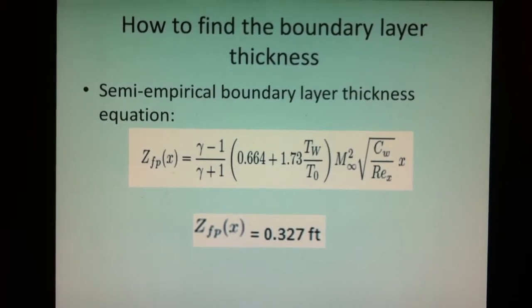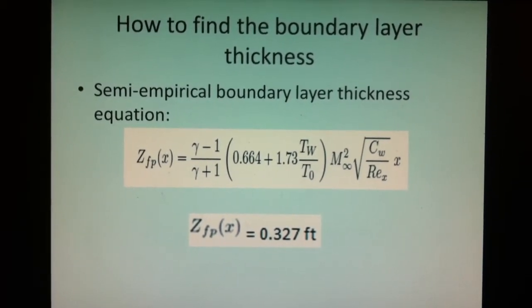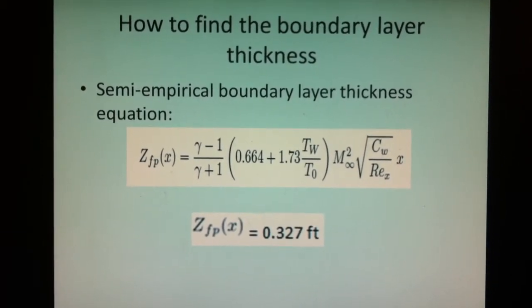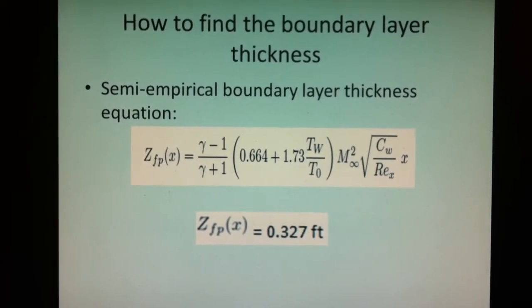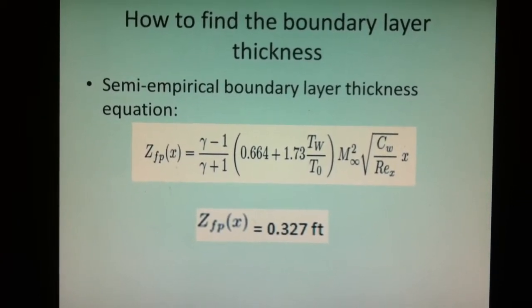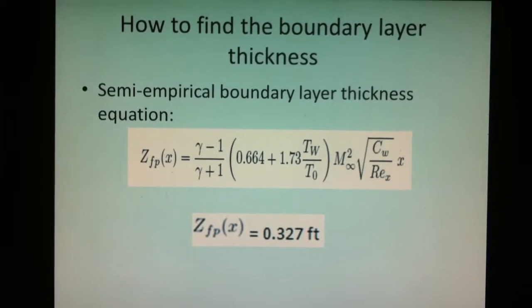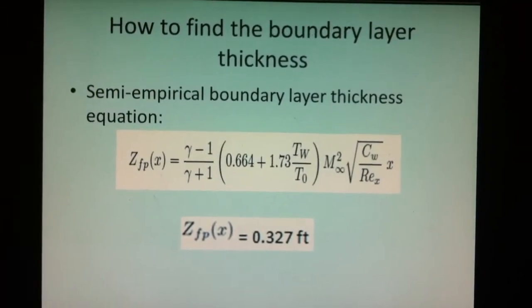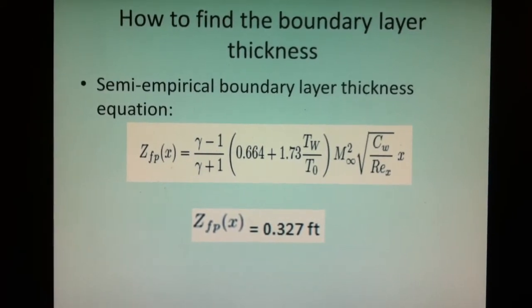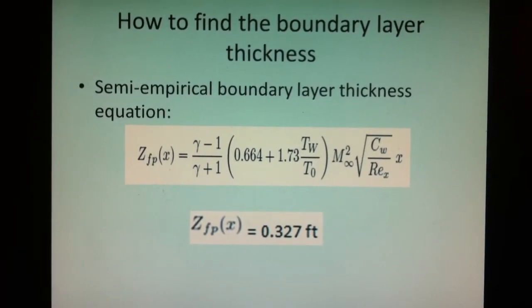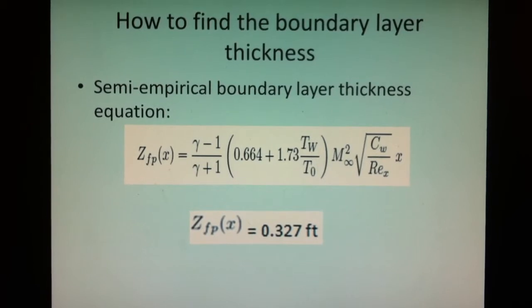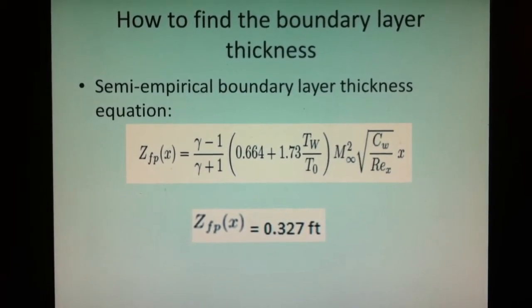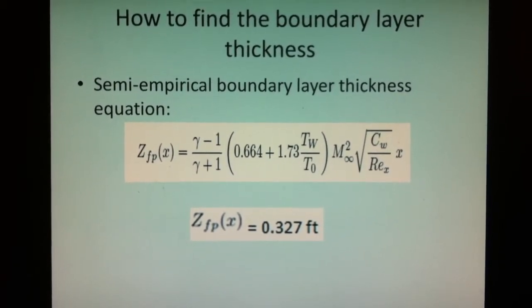To get the boundary layer thickness, I used a semi-empirical boundary layer thickness equation, and I've shown this equation. Here, gamma represents the specific heat ratio, which is 1.4 for air, and Tw over T0 is assumed to be 1, as in an adiabatic wall condition.